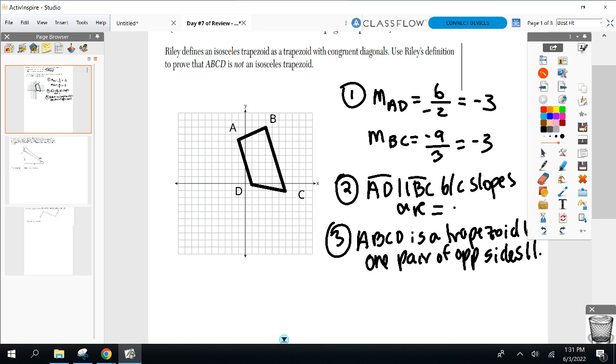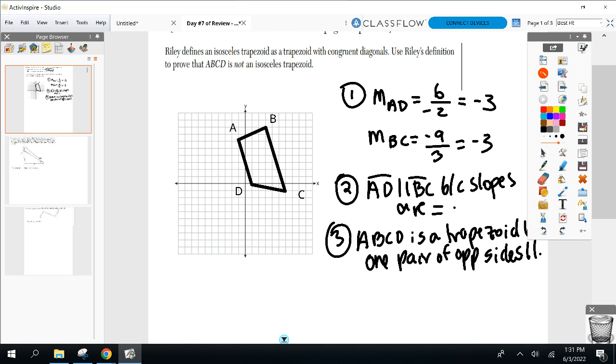Good, Avery. Would we also be able to just write AB is parallel to BC, like because AB is parallel to BC, or do we have to write out because one pair of opposite sides? Oh, that's fine. Yeah, that's fine.